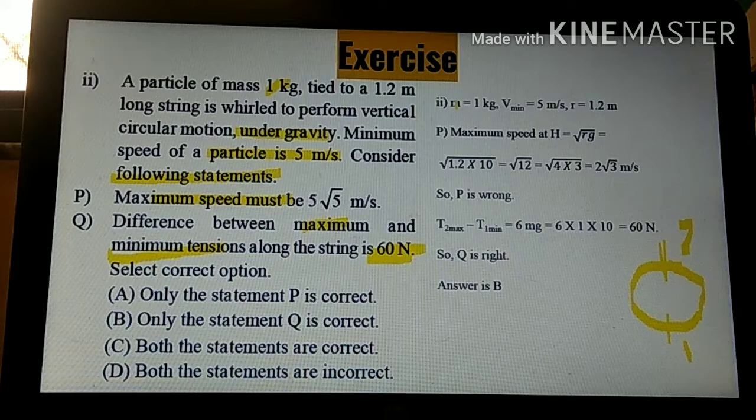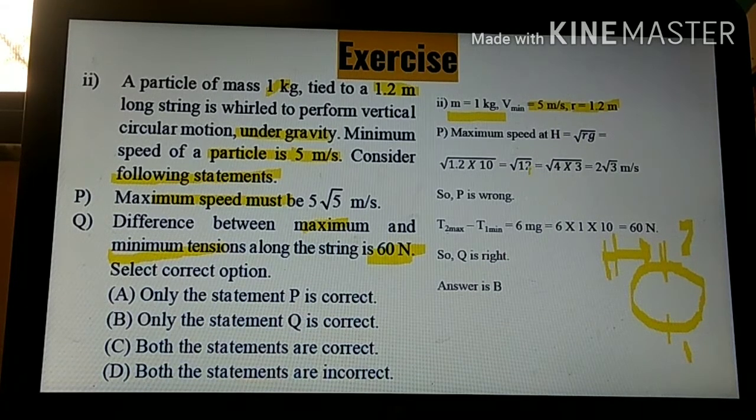Okay. So first one, what has been given? Mass of the particle has been given, that is 1 kg. Velocity has been given, minimum speed is 5 meter per second. Radius has been given, it has been tied to a string. As it has been tied to a string, so its radius is 1.2 meter. Maximum speed at the height h. This is the height h. We have to find out maximum speed at the height h, that is root rg. R is what? Radius, that is 1.2 into 10. G we are taking as 10. So after multiplying, we will be getting the answer as root 12.